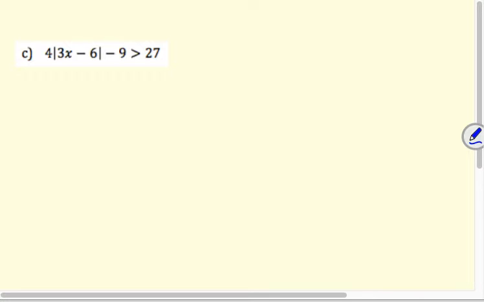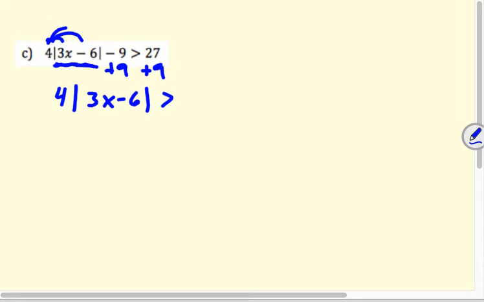Getting a little bit more complex here. I got to isolate my absolute value. Now remember, we talked about this 4. It looks like we should distribute it through there. But when you're working with absolute values, sometimes it works, sometimes it doesn't. So I wouldn't distribute that 4 through there. To get this by itself, first we're going to add 9 though. And 4, absolute value, 3x minus 6 is greater than 36.